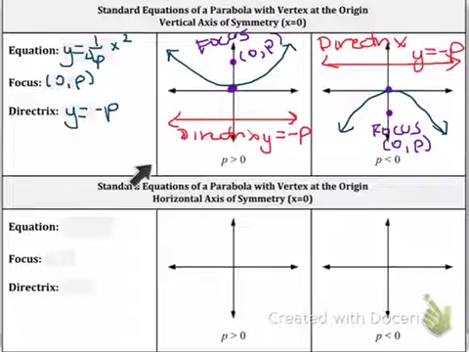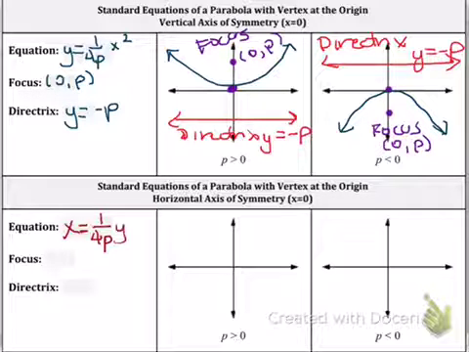Now, when we have equations with a horizontal axis of symmetry, so we're actually looking at parabolas that open to the right and to the left, that equation is, let me find a nice color here, x equals 1 over 4p times y squared. So notice the x and the y are switched. Our focus now is (p, 0), so it's in the x value, and our directrix is x equals negative p.